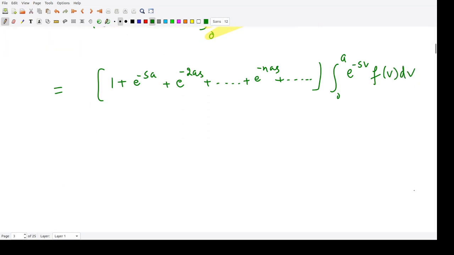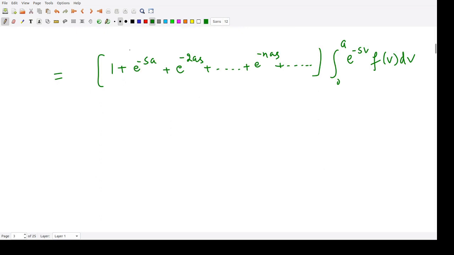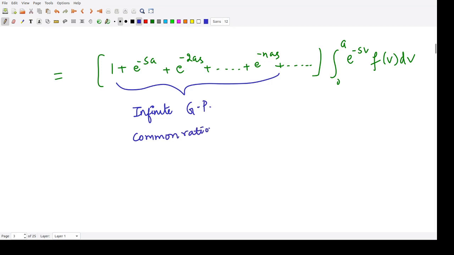Okay, so what is this? This is an infinite GP, an infinite geometric progression. And its common ratio, what is this? When you divide the third term by the second term, it would be equivalent to when you divide the fourth term by the third term, so its common ratio is e to the power minus sa.